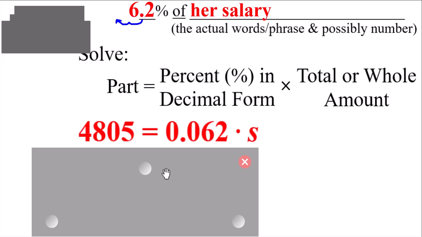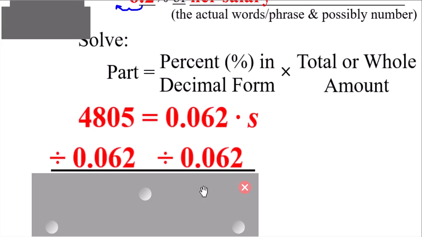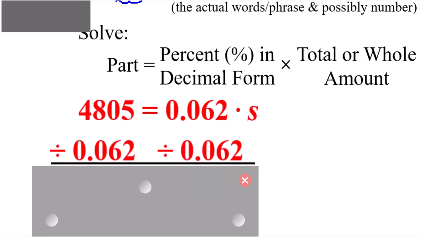Unlike the previous problem, this one, the variable is not by itself. So to get it by itself, like we talked about in previous weeks of learning so far, we have to do the inverse. And the inverse of multiplying is dividing. And like you've learned before, you're going to do that on both sides. So write this down with me. And in your calculator, you're going to type in this part, the 4,805. It's on top, so you type it in your calculator first. Divided by 0.062.